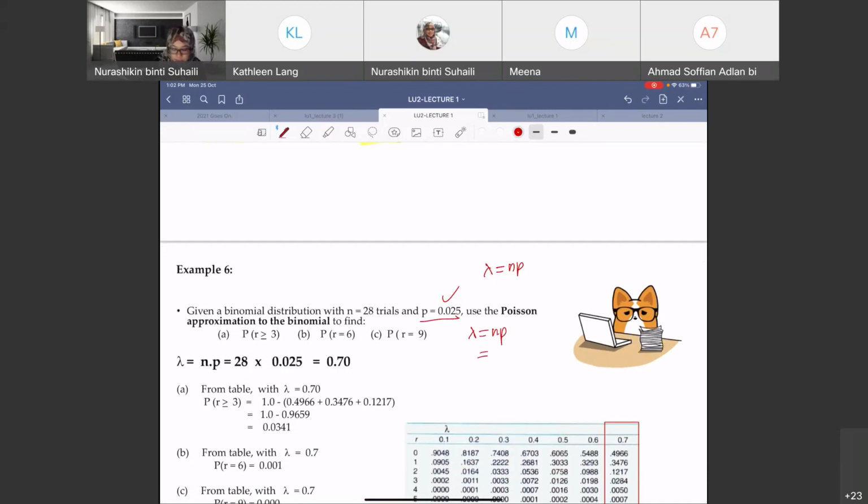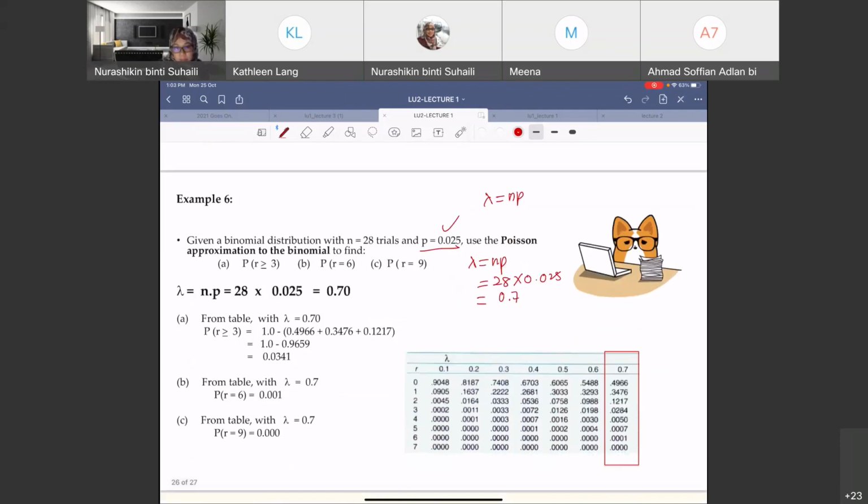So you have to find lambda equal to np. n is equal to 28. p is 0.025, which means that here you have to calculate the lambda value, rather than lambda being given like in the example before. So in this case, it's 0.7. Only then you can use the Poisson distribution to solve this problem. How you solve it is the same as before. For r greater than or equal to 3, you have to refer to the table. Refer to lambda equal to 0.7 first, and then for r greater than or equal to 3, you have to consider this value.